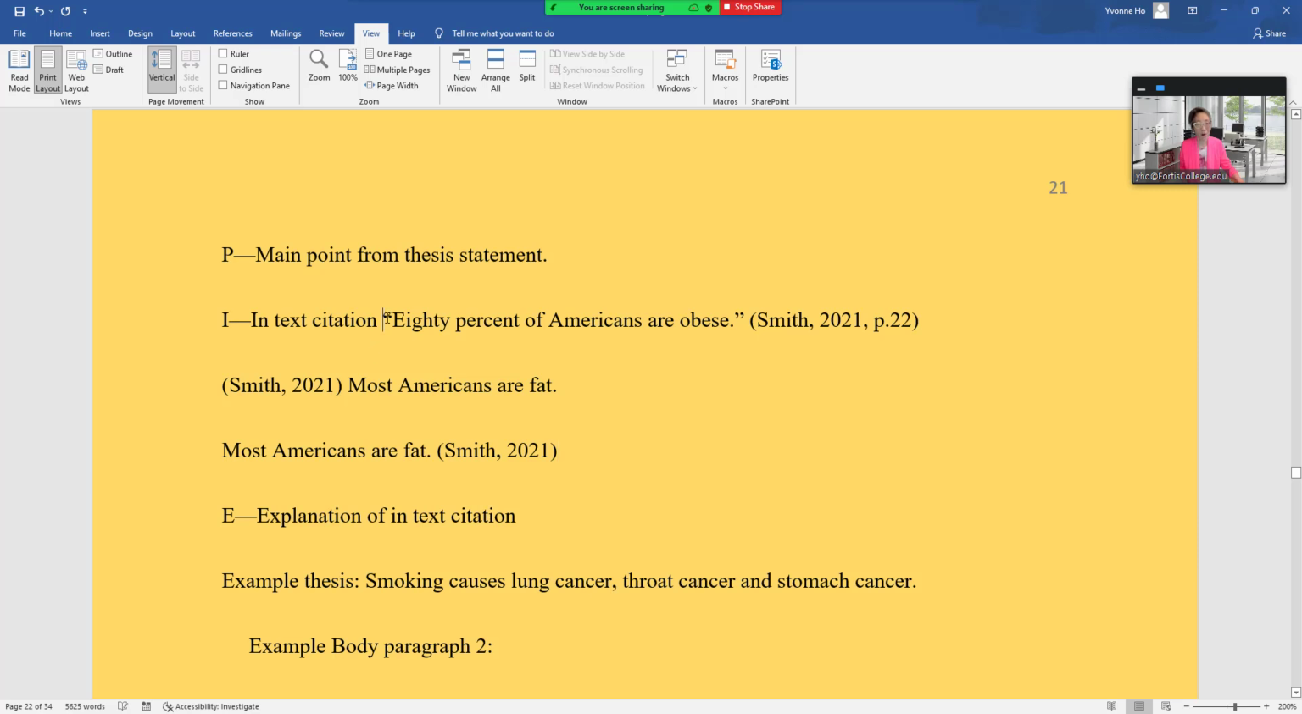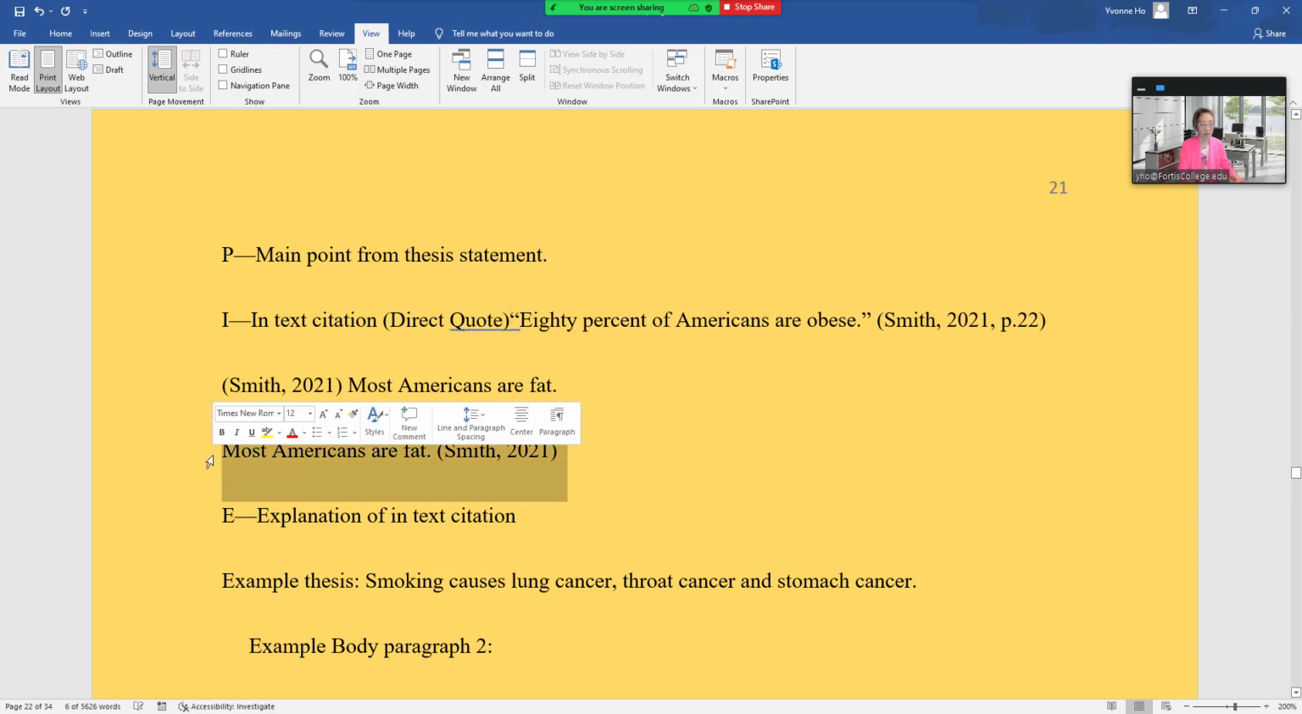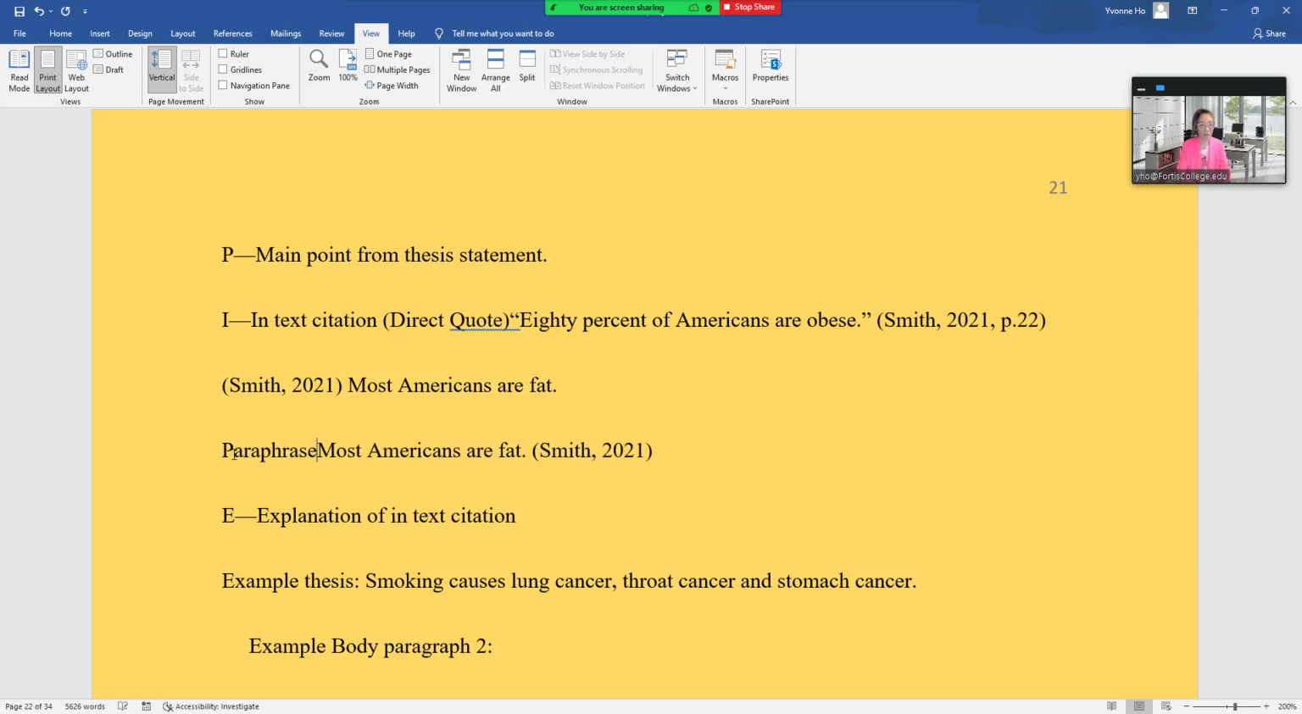This one is a direct quote. And this one is a paraphrase quote, because a paraphrase quote is when I put it in my own words. That's all you have to know. But even if you put it in your own words, you still have to cite it. Because where did you find out that most Americans are fat? Who did the research? So you always want to give credit to the researcher. So after you put in the main point, your first sentence, your topic sentence, you have your one in-text citation.